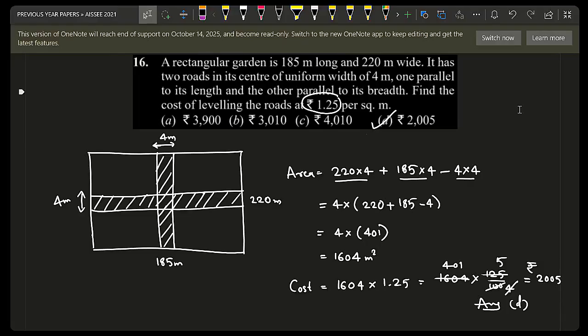Sir, 125 by 100. I converted 1.25 into fractional form, 125 by 100. Okay?